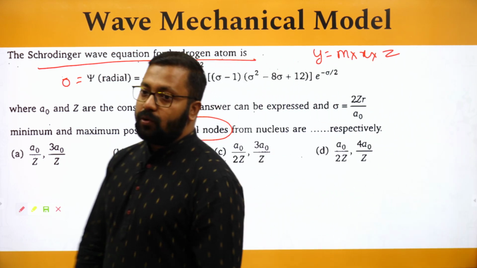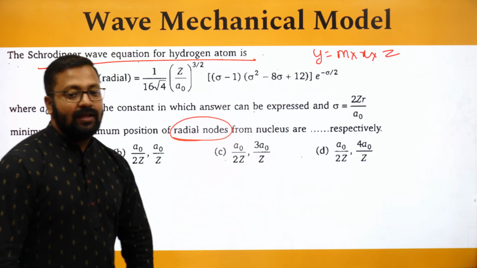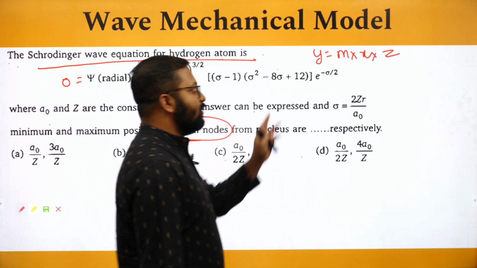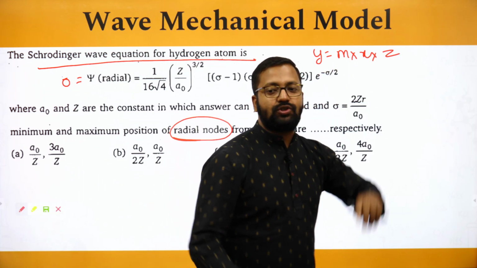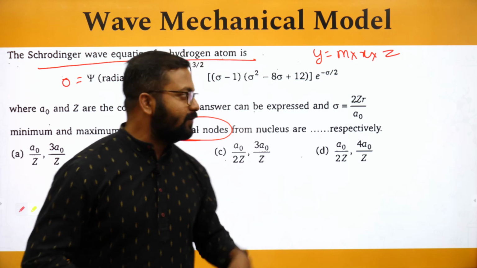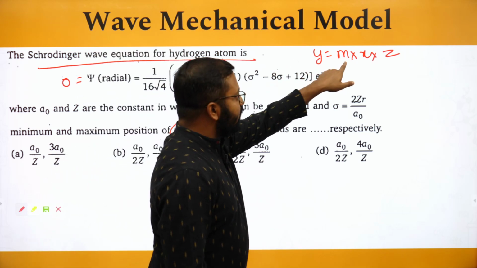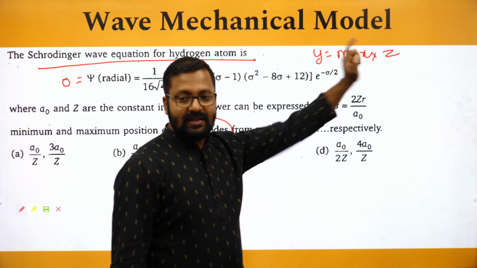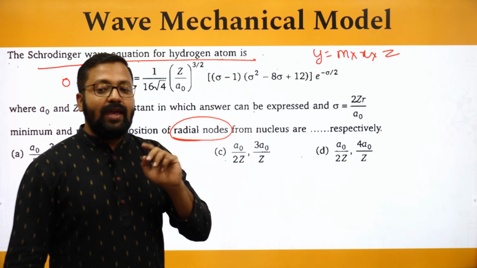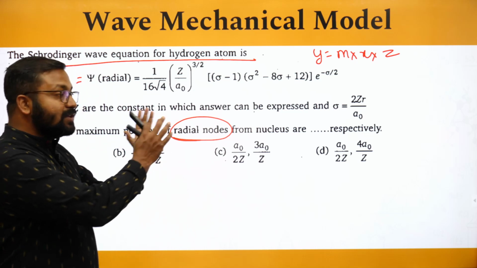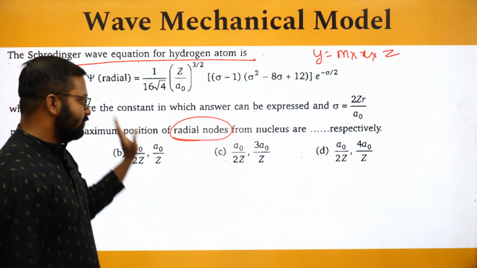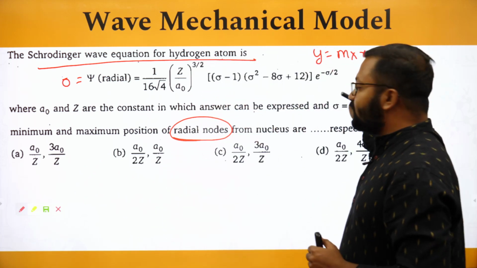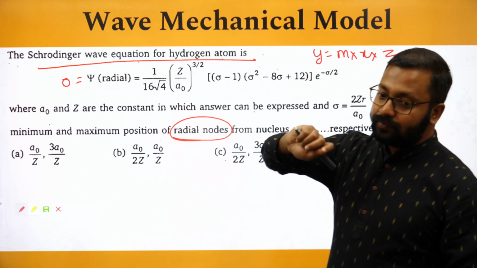Okay, y is equal to m times x times z. If y is 0, then it is quite obvious that one of these three terms should be equal to 0, isn't it? If y is 0, then either m will be 0, or x will be 0, or z will be 0. One of the three terms has to be 0. Please tell me in the comment section if you have understood this part. One of them has to become equal to 0.